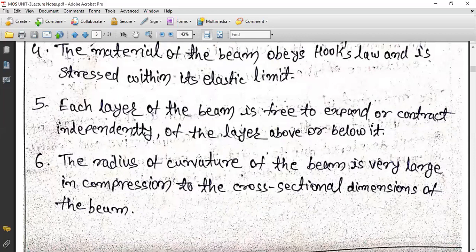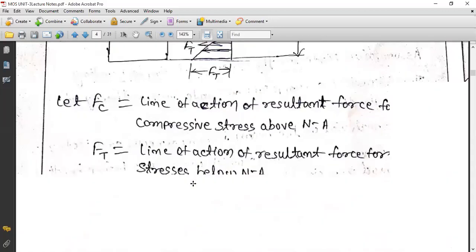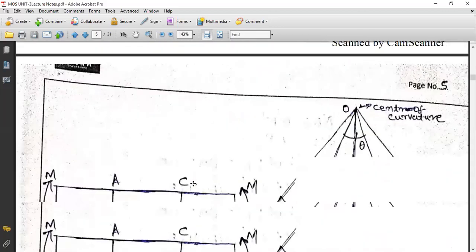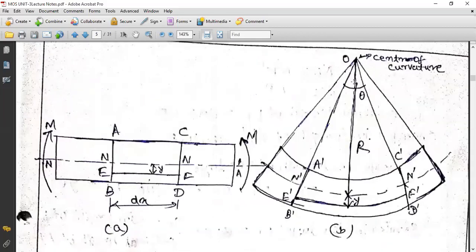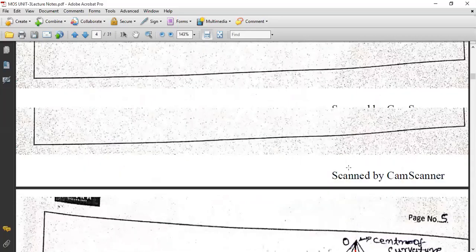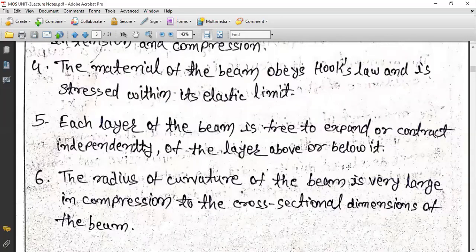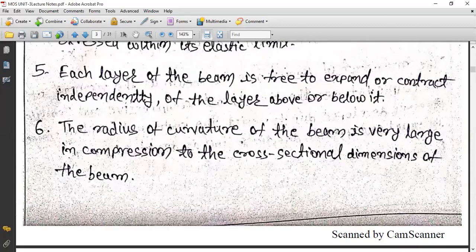So I will tell you what the radius of curvature is. Just to see, this one is the radius of curvature. This should be very large as compared to the cross section of the beam. The cross section should be a square or rectangle. But this radius of curvature should be large as compared to the cross sectional dimension of the beam. So this is about the assumptions.